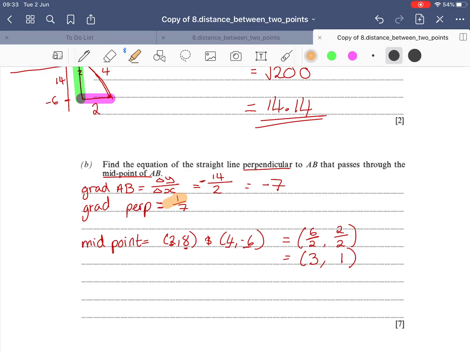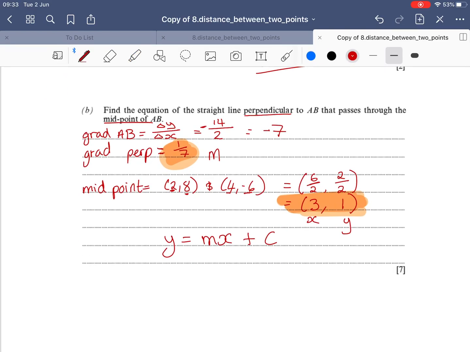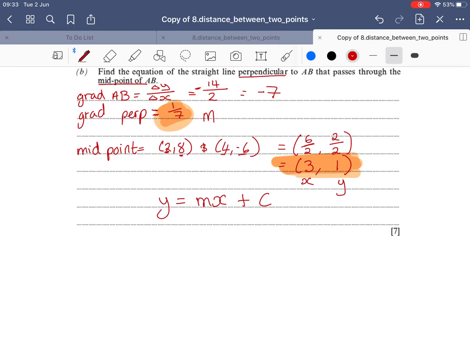So we've got our gradient, we've got our point. We now put those into our equation. So our equation is y equals mx plus c. This is your m. This is your x and y. So you input that and you'll be able to solve for c. So instead of y, I've got 1 from here. Instead of m, I've got a 7th. Instead of x, I've got 3. I'm just going to put that in brackets because there's a multiplying there. Plus c, the one we're trying to find.